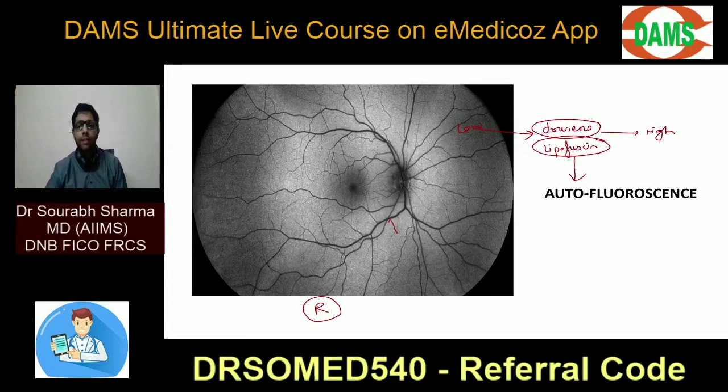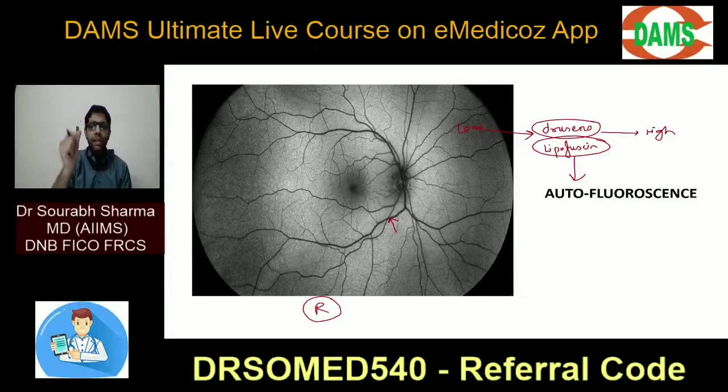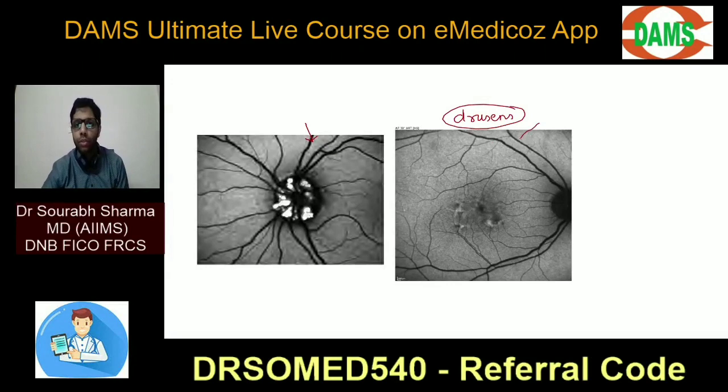Look at the vessels. If there is dye in the vessels, it is angiography. If the vessels are dark, it is autofluorescence. Some examples quickly I'll tell you for autofluorescence, a little advanced level. Look at these drusen, which I was mentioning in age-related macular degeneration. See, everyone can appreciate it is autofluorescence. Vessels are dark, so it is autofluorescence.